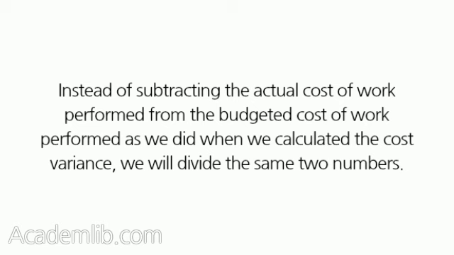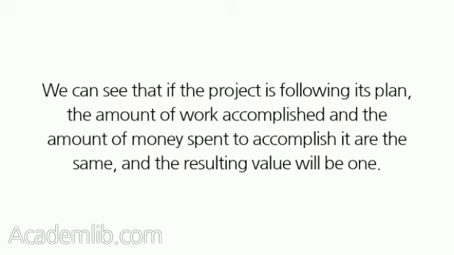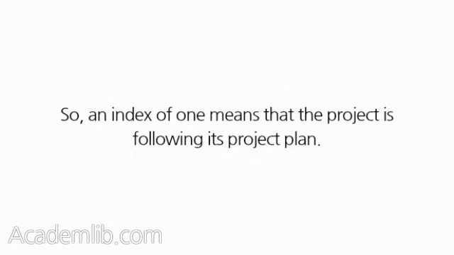Instead of subtracting the actual cost of work performed from the budgeted cost of work performed as we did when we calculated the cost variance, we will divide the same two numbers. We can see that if the project is following its plan, the amount of work accomplished and the amount of money spent to accomplish it are the same, and the resulting value will be 1. So, an index of 1 means that the project is following its project plan.